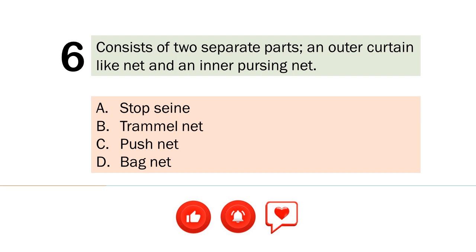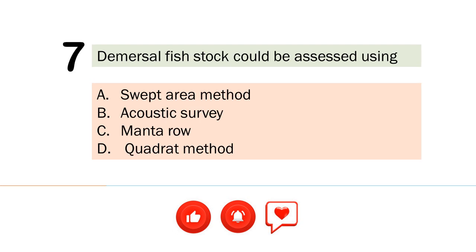Question number 6. Consists of two separate parts, an outer curtain-like net and an inner pursing net. A. Stop seine. B. Trammel net. C. Push net. D. Bag net. The correct answer is letter A. Stop seine.